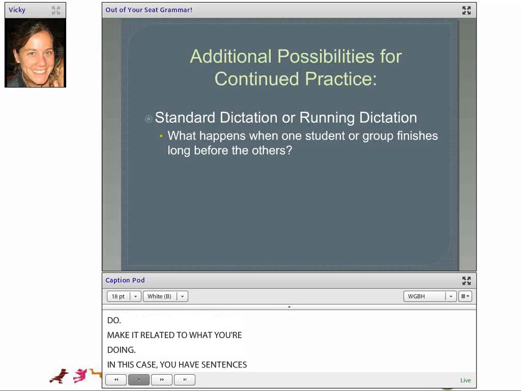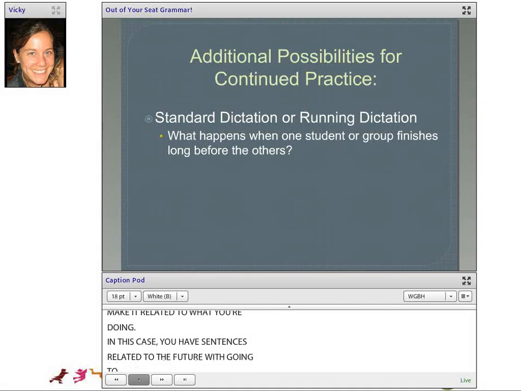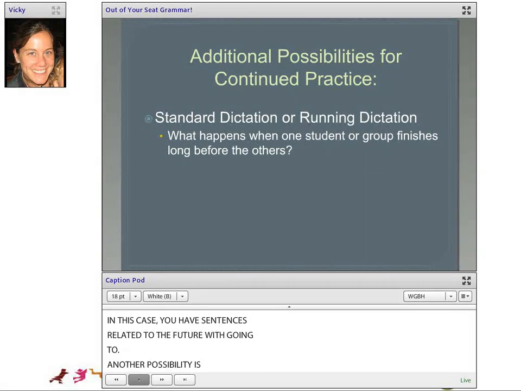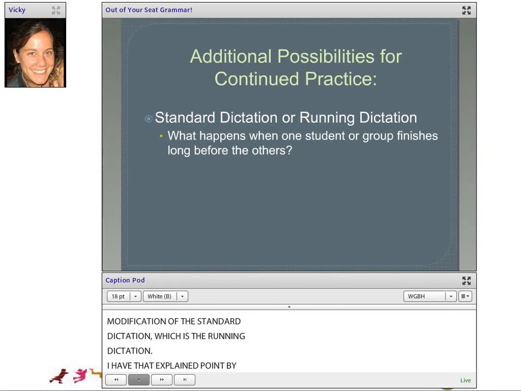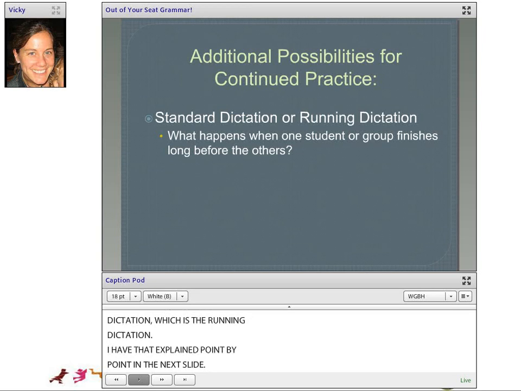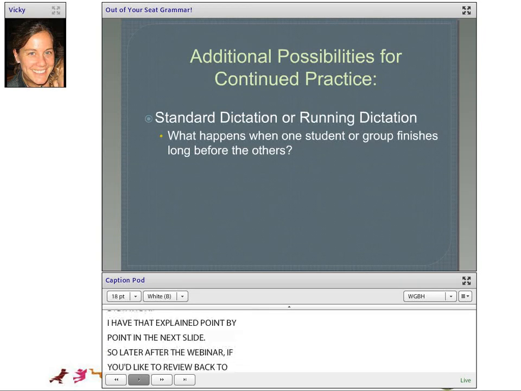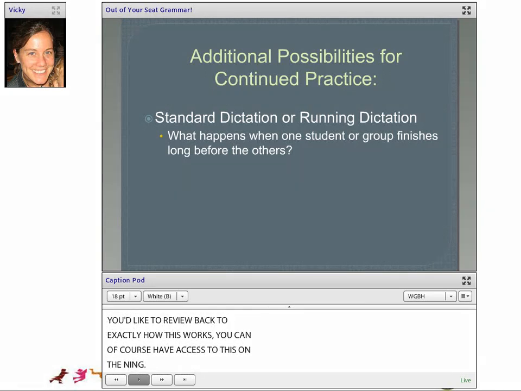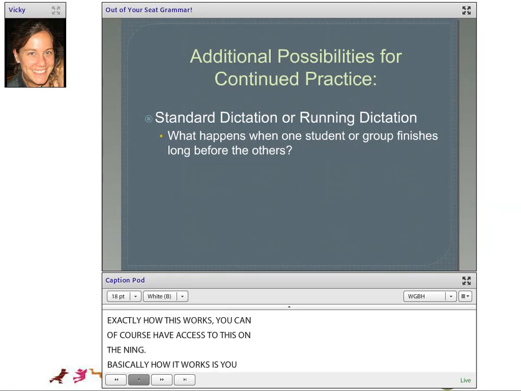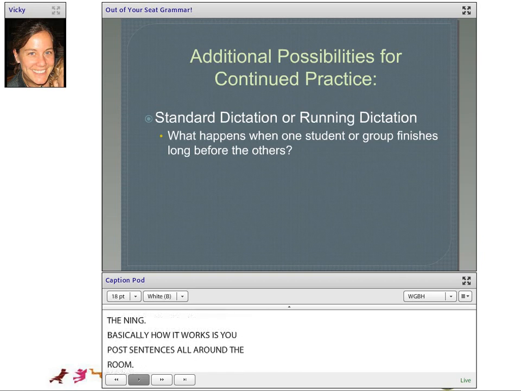Another possibility is a modification of the standard dictation, which is the running dictation. I have that explained point by point in the next slide, so later after the webinar, if you'd like to review exactly how this worked, you can of course have access to this on the Ning. But basically how it works is you post sentences all around the room and you assign partners to a different paper posted in the room.